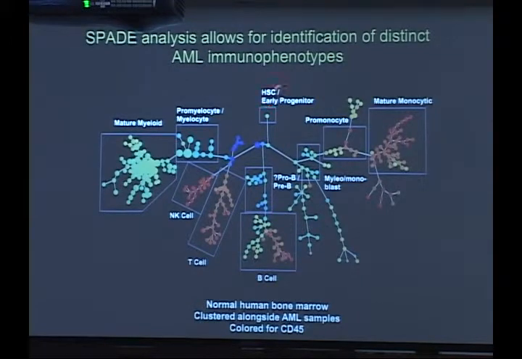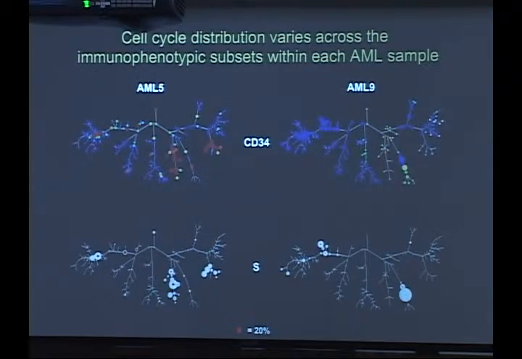This allowed us to define HSC early progenitor nodes, mature, and two different groups of very immature myeloid cells here. We could get T, B, and K, a mature myeloid branch, and a promyelocyte branch here. This here is the tree for normal, colored for CD45. And then when we break down the different subsets of AML, here is just an example of two different patients.